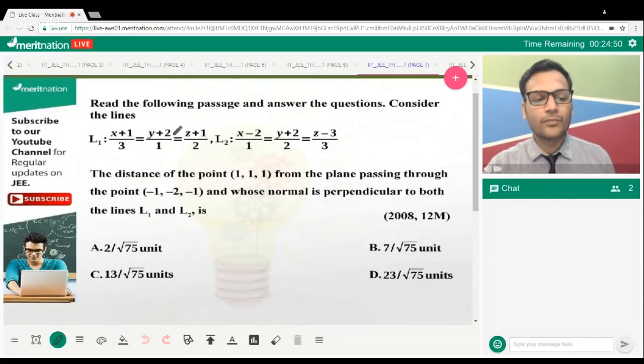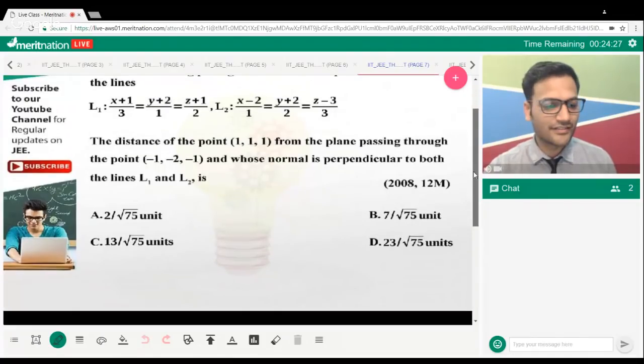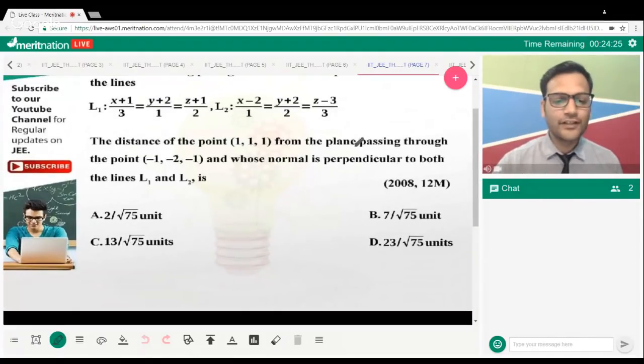Line 1 passes through (-1, -2, -1), DRs are 3, 1 and 2. Line 2 passes through (2, -2, 3), and the DRs are 1, 2 and 3. The distance of the point from the plane passing through the point, and whose normal is perpendicular to both the lines L1 and L2, is what? Yes, Ranjit. The distance of this point from the plane passing through the point, whose normal is perpendicular to both lines.